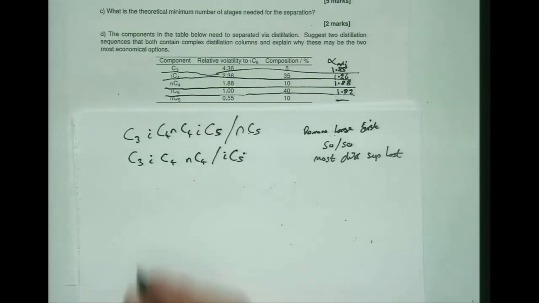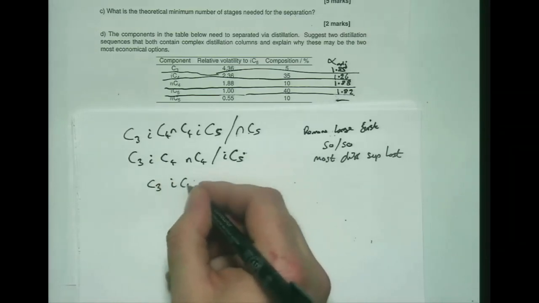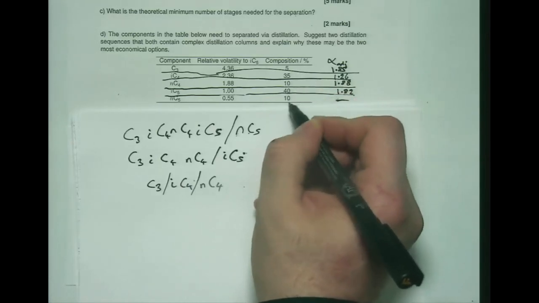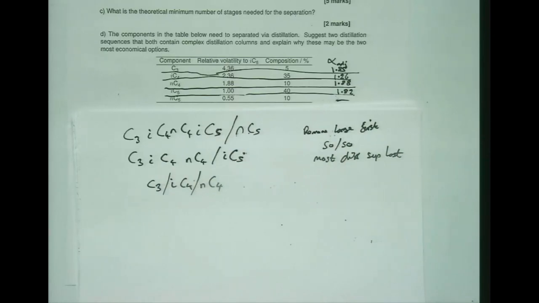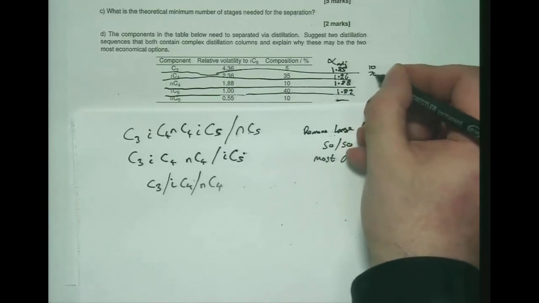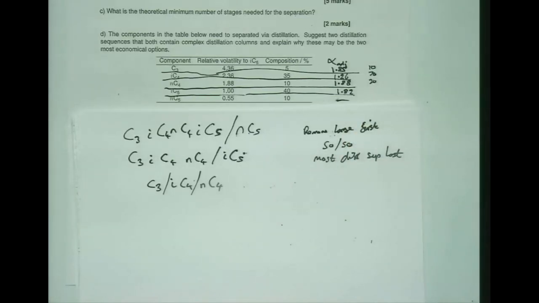So now we're left with these three components. And I suggested we could use either a side stream column or a side stripper to separate these components. So if we now look at our table and we look at our flow rate of the components, because we remove 50% of our feed, essentially these numbers double to 10, 70, and 20. So that's our relative flow rate.